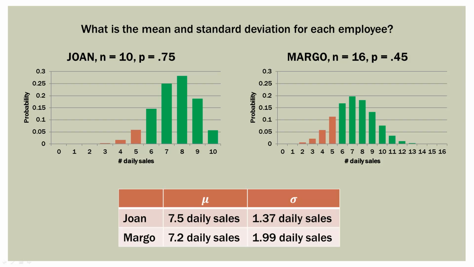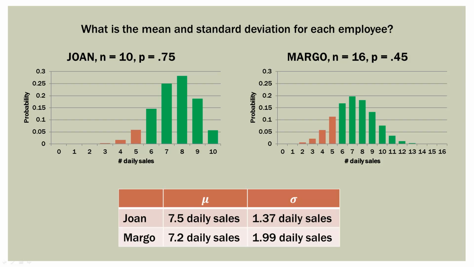Now let's look at Margot's. So her mean is 7.2. So if we look at her chart, we can see that it's pretty much right on the 7. So it's on the 7, but a little bit closer towards 8, which again is the next highest bar in her distribution. So 7.2 sales for Margot is what we expect. And of course, the standard deviation is 1.99. So we have to go almost 2 sales beyond 7.2 to capture Margot's distribution. So the standard deviation is a bit wider.